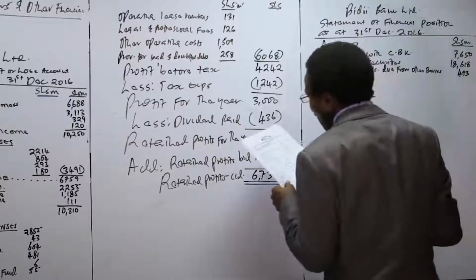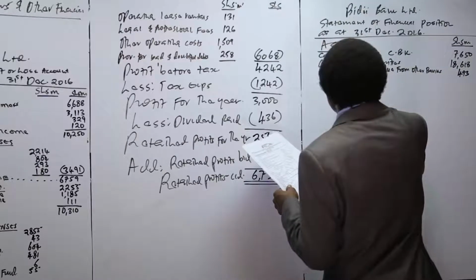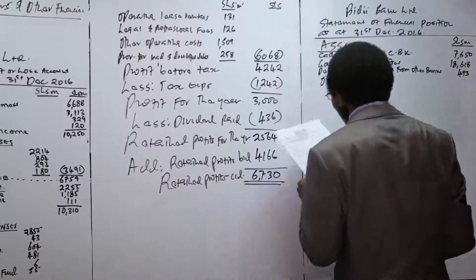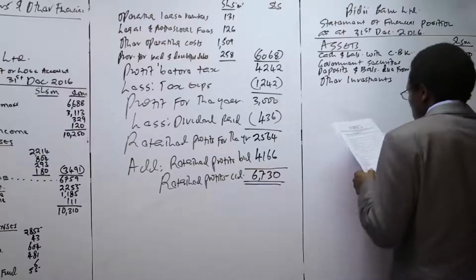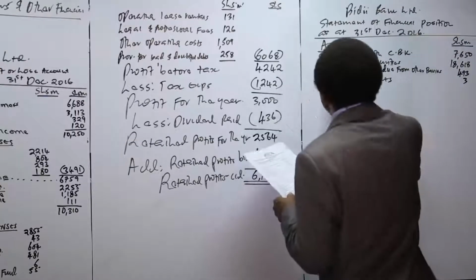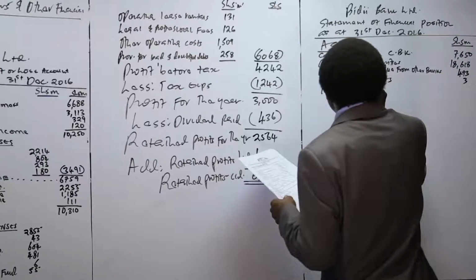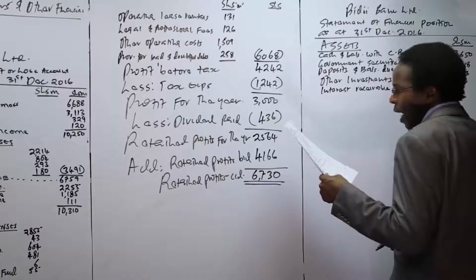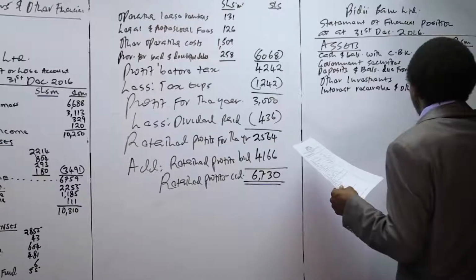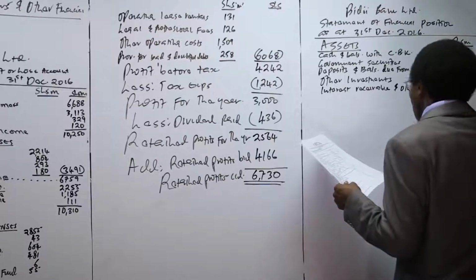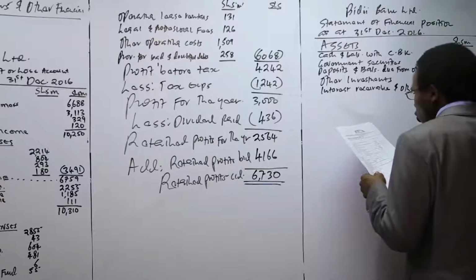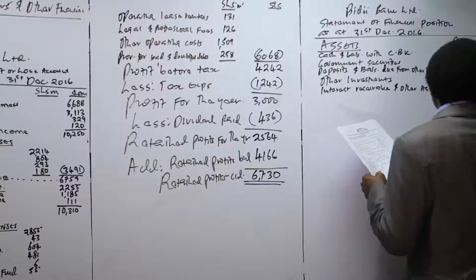Then we also have other investments. We have it as 3 million. We also have interest receivable and other assets, we have it a total of 7035.